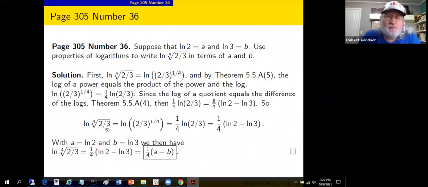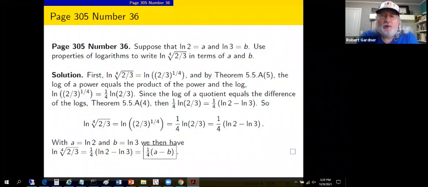So the thing we started with has reduced to this. We know natural log of 2 is represented by the symbol A. Natural log of 3 is represented by the symbol B. So the thing we started with can be written as 1/4 (A minus B), if that's what they want A and B to be. And there's the answer in terms of A and B.